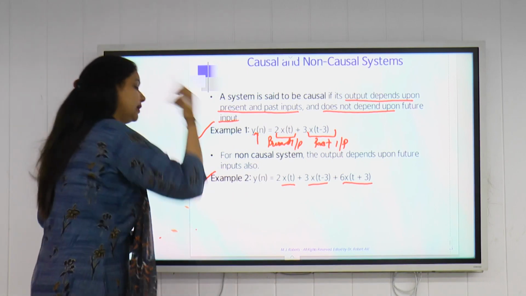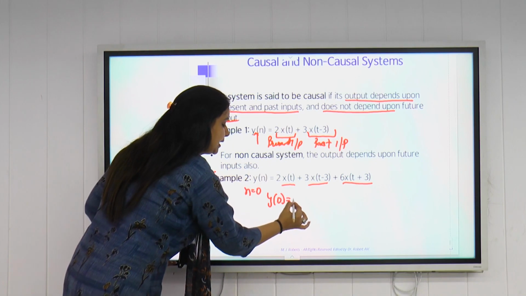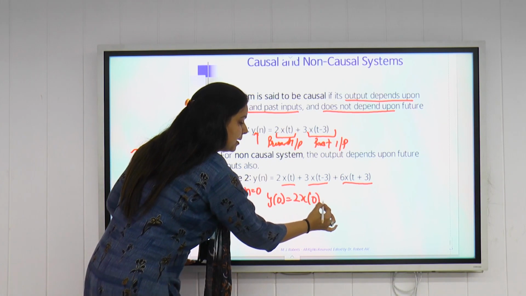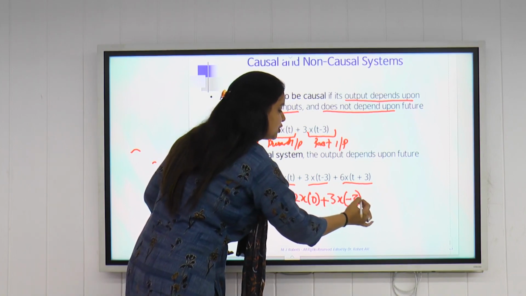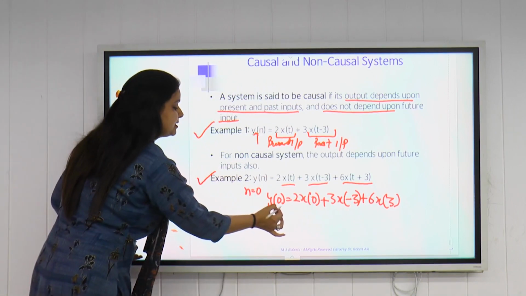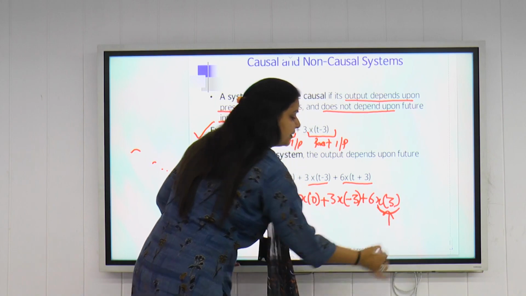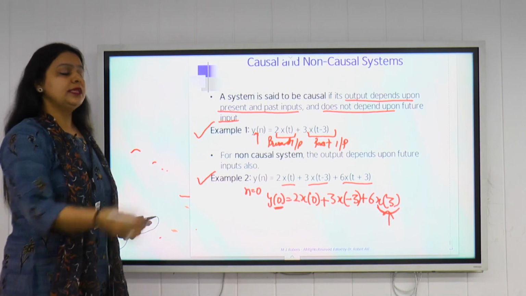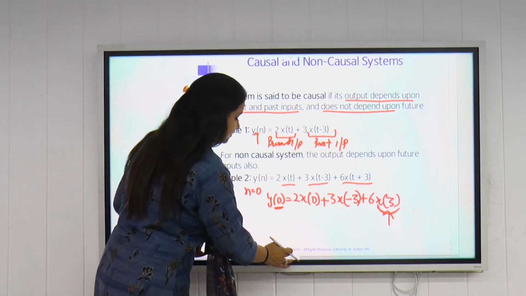We can see it more clearly if I put n equal to 0 here. So y(0) I get 2x(0) plus 3x(minus 3), which is a past input, plus 6x(3). So the output at 0 is depending upon the input at 3 also, that means a future value. These kinds of systems are known as non-causal systems.